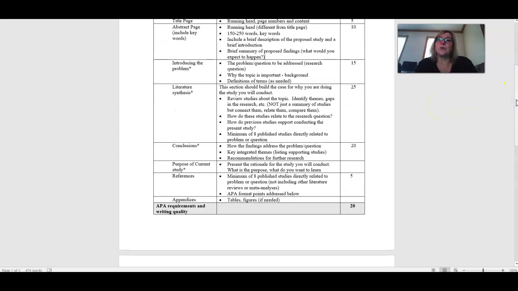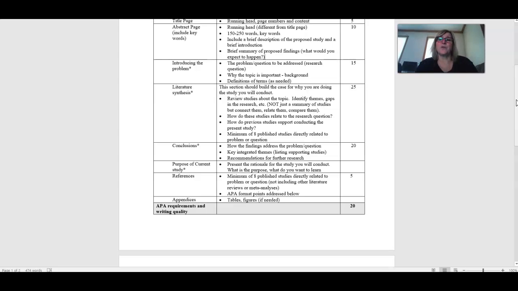So anyway, the first thing you're going to do in your introduction is to introduce the problem. So why are you implementing this intervention? What is the concern that you're seeing? What are the behaviors that you're seeing? What are the problems for the student? So you're going to discuss the problem or the question that you're going to address, your research question, and why this topic is important. Why is it needed? You can define any terms. For example, you might want to define what is check-in and check-out. Somebody picking up your paper may not know what that intervention is, so you may have to define it.